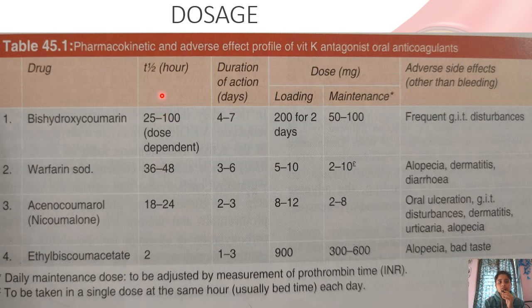acetylcoumarol. So this is the T half. You can see the T half of warfarin and all these are very high, 36 to 48 hours. Duration of action is also high. Then the loading dose and maintenance dose, and these are the adverse side effects. You can see frequent GIT disturbances for warfarin; for sodium warfarin, alopecia, dermatitis, diarrhea; for acetylcoumarol, oral ulceration, GIT disturbances, dermatitis; and for ethyl biscoumacetate, alopecia.